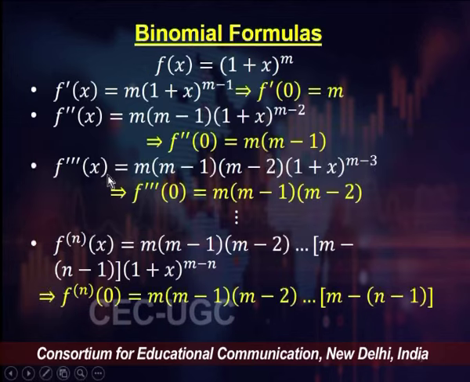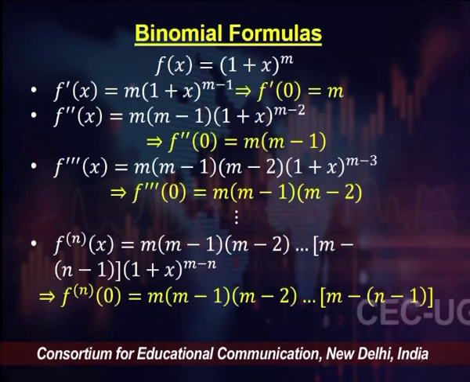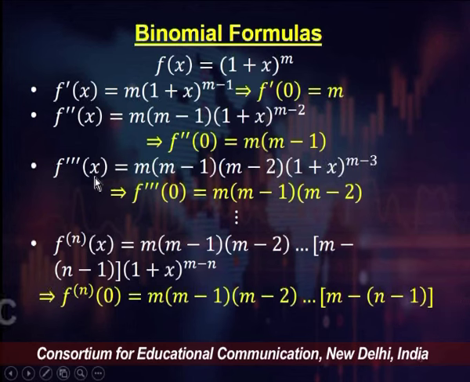Now, let's do one or two more such derivatives, and you clearly see a pattern emerging. The third derivative of the function is m times m minus 1 times m minus 2 times 1 plus x to the power m minus 3. I hope you're seeing a pattern emerge, because if you notice here, the third derivative at 0 is m times m minus 1 times m minus 2.